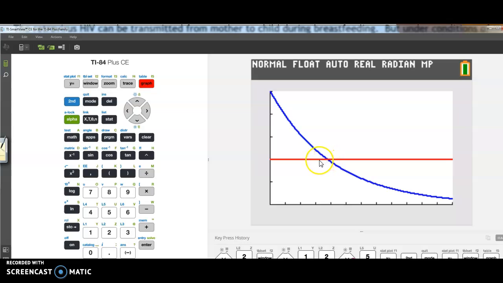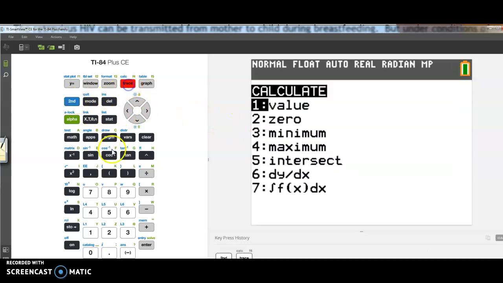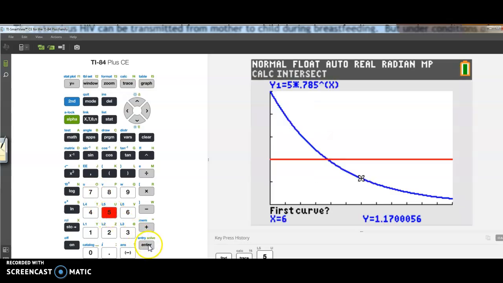And so the first question that we are asked is, at what age is the additional risk of HIV transmission from breastfeeding the same as the additional risk from artificial feeding? So I can see that they are the same right here where they intersect, and I'm going to use my calculator to find that. So second, trace, intersect, first curve, second curve, and it appears to be happening right over here, so we guess, and we get 3.79 months. The risks are both 2.